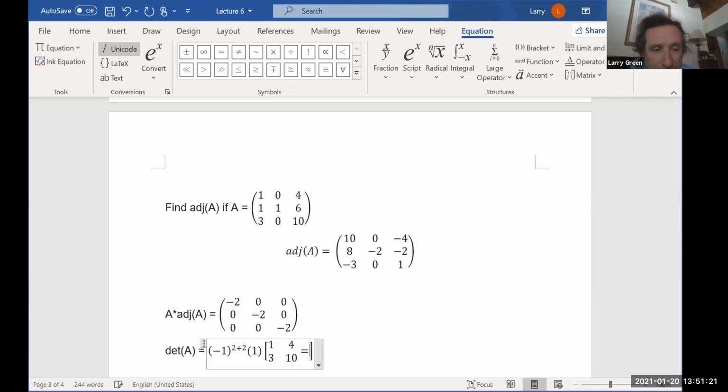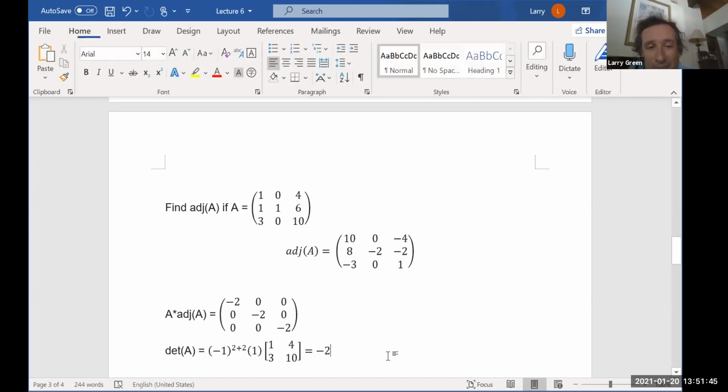And if you do that, we get, well, negative 1 to the 2 plus 2. 2 plus 2 is 4. That's even, so that's just 1. 1 times 1 is 1. So that really doesn't matter. So it's just the determinant of this matrix. And that's 1 times 10 minus 3 times 4, which is negative 2.